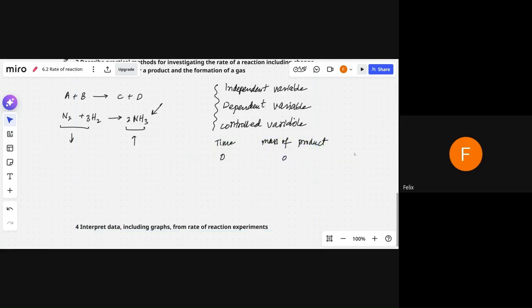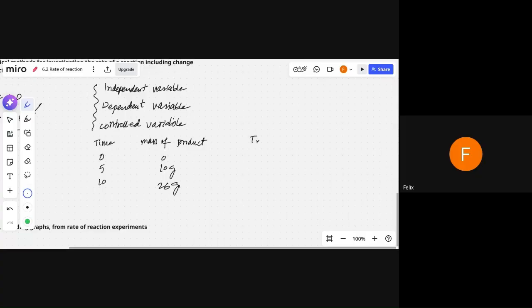Okay. So when time is zero, the mass of the product is zero. When time is 5 seconds, the mass of the product is, let's say, 10 grams, right? And after 10 seconds, mass is 26 grams. And let's say you are observing another reaction where you measure the mass of the product produced using a balance, of course. At 0 seconds, the mass of the product is zero, at 5 seconds, mass is, let's say, 6 grams, and after 10 seconds, mass is, let's say, 12 grams. So you can see that this reaction is slow because less mass is being produced over time, and this reaction is more fast because more mass is being produced, as compared to this one.